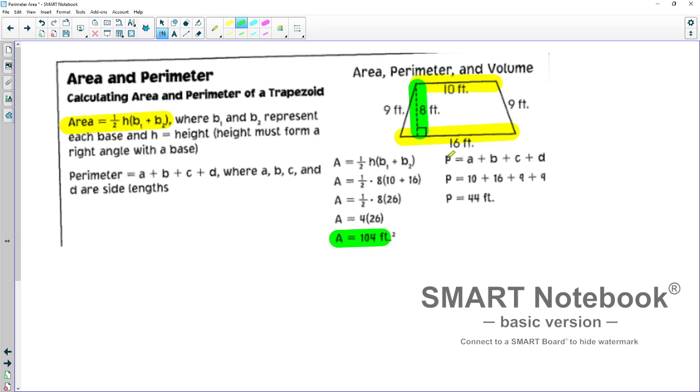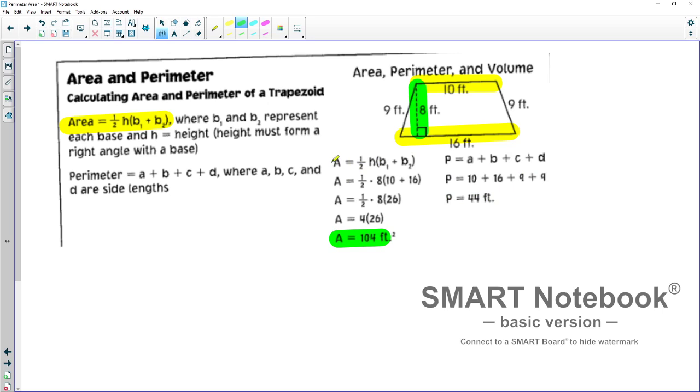Perimeter is the same thing as always. I'm adding the outside sides. So even before looking at the work, I should know that I'm adding 16 plus 9 plus 10 plus 9. And that's exactly what they did right here. And they got perimeter equals 44 feet.